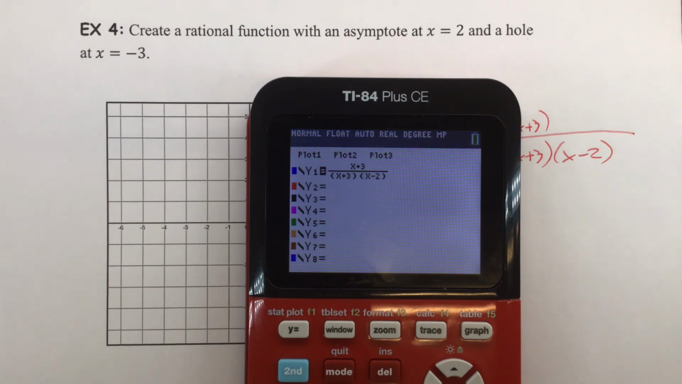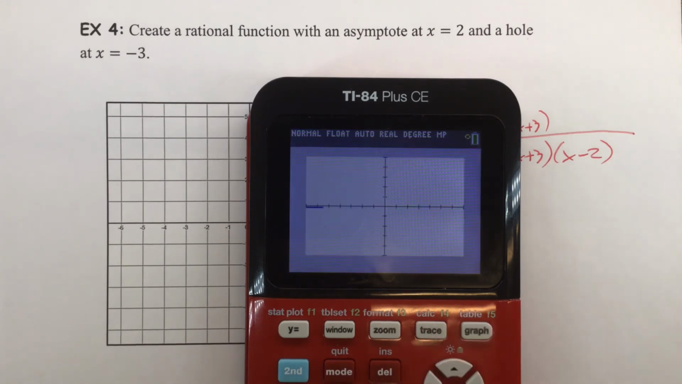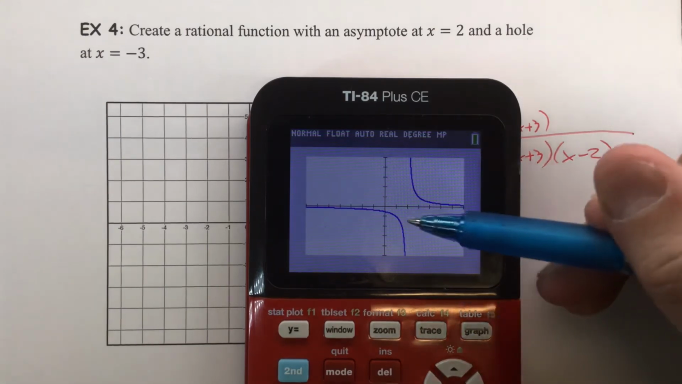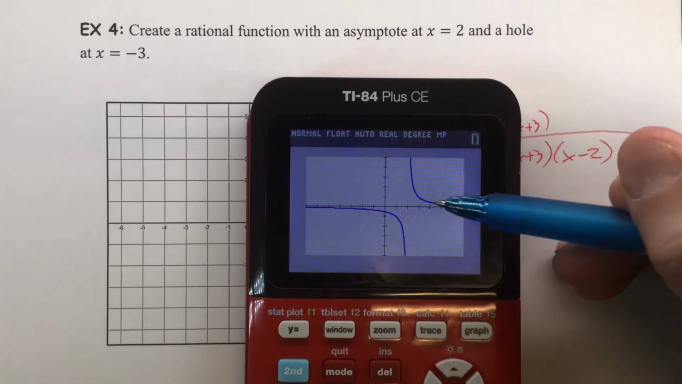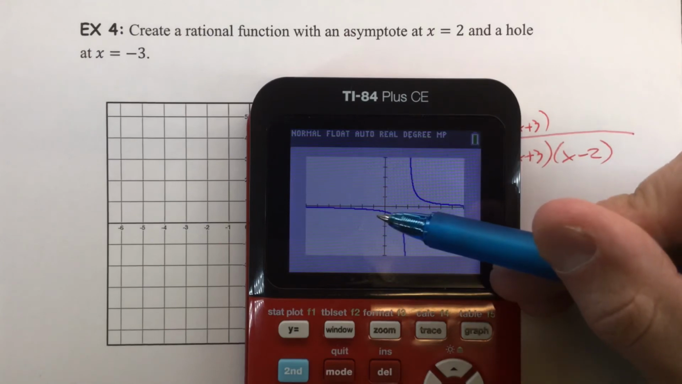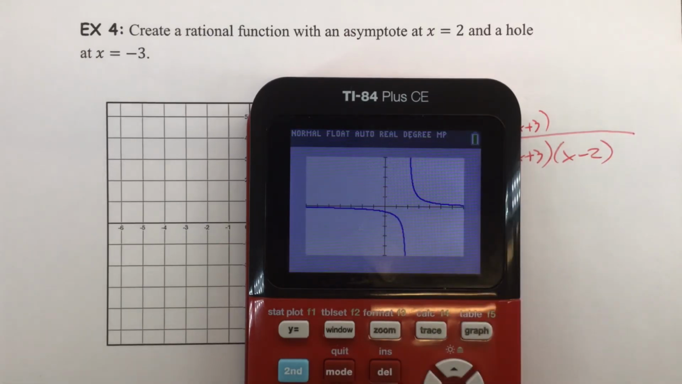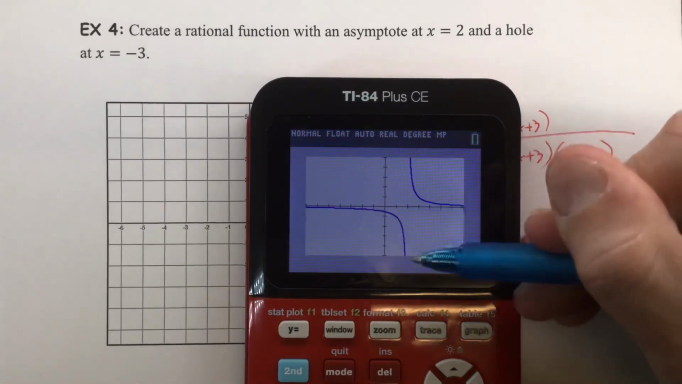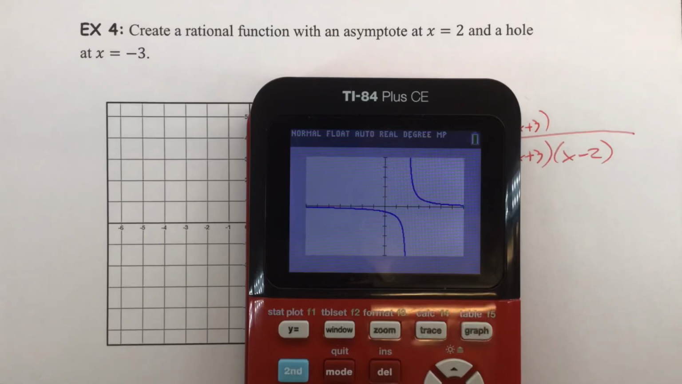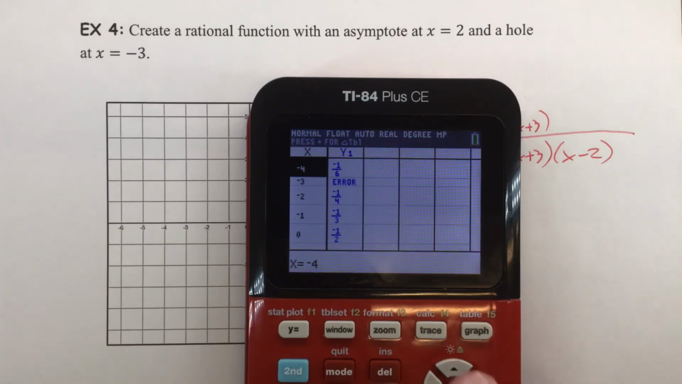You're not going to see the hole, but you are going to see the asymptote at 2. In this case, the asymptote that we got, the right side is going to go up forever, the left is going to go down forever. Later we will talk about how we're going to know which way the graph goes along that asymptote. But for today, this goes up and that goes down. In addition to this, we are going to have a hole at -3. For that, I'm going to go to the table, and we see it there.